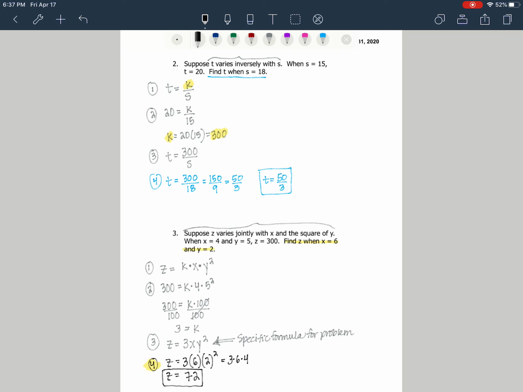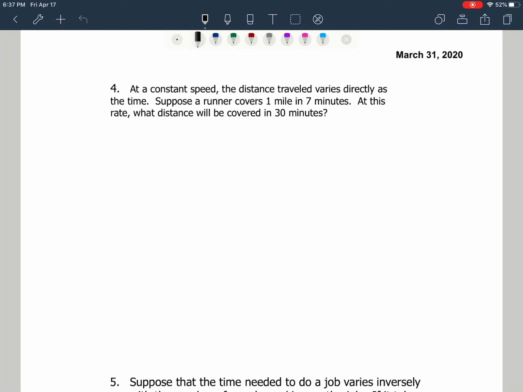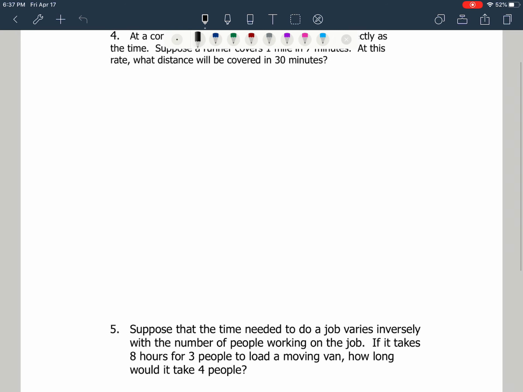So there are a couple more examples coming up. We're going to do some word problems. So this was the basics, but coming up in the next video, we're going to do some word problems where we're actually putting these to application.